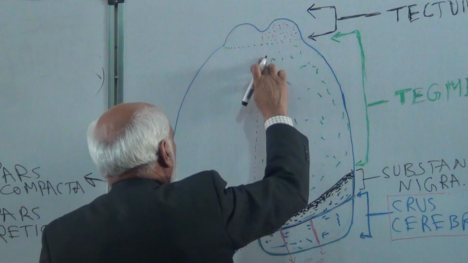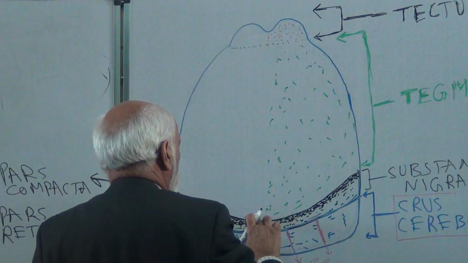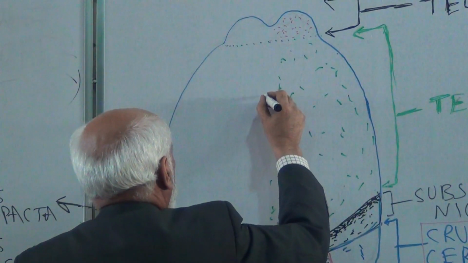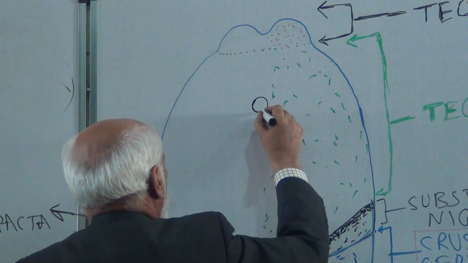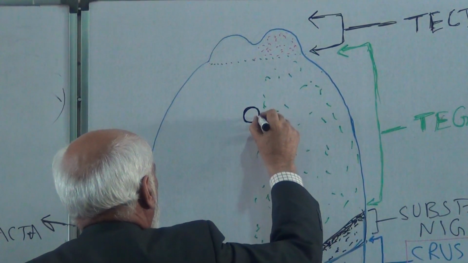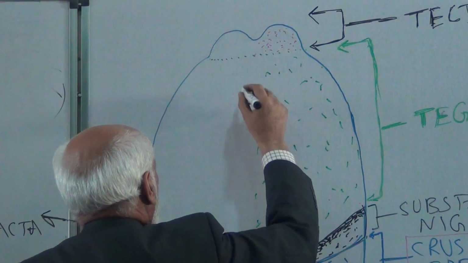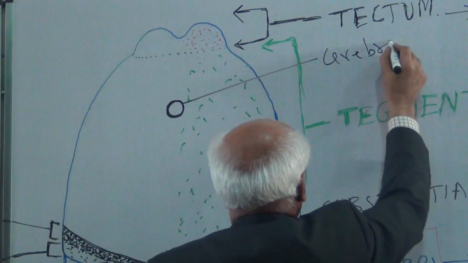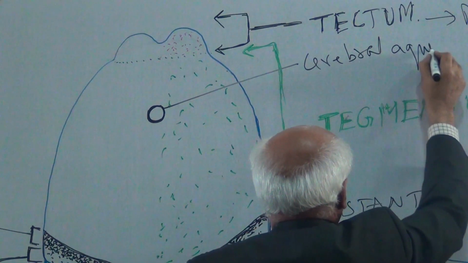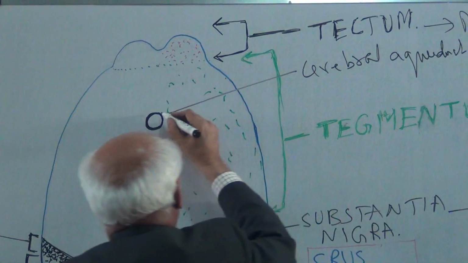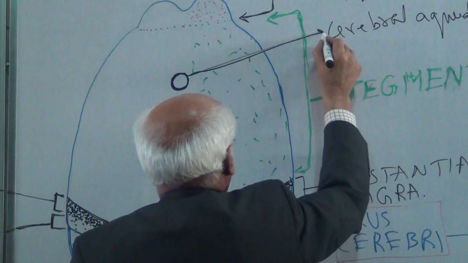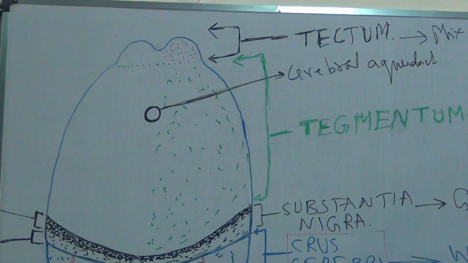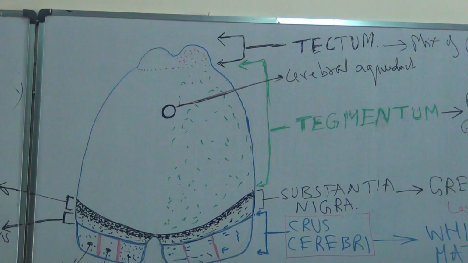Now, this is an imaginary line, so I will rub this because it is not an anatomical division. So, in the middle, the tegmentum is traversed by a canal known as the cerebral aqueduct. Now, cerebral aqueduct, it connects the third ventricle with the fourth ventricle.